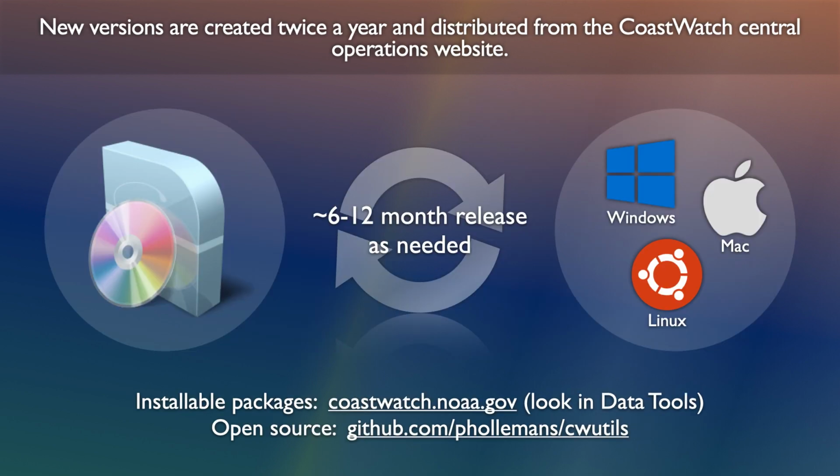Now, if you want to download and try the software before taking the course, you can find it on the CoastWatch Central Operations website. The source code and links to installable packages and beta versions are also on GitHub. We create new versions and post them online about every 6 months to a year. The latest version as of this video is 3.8.0.